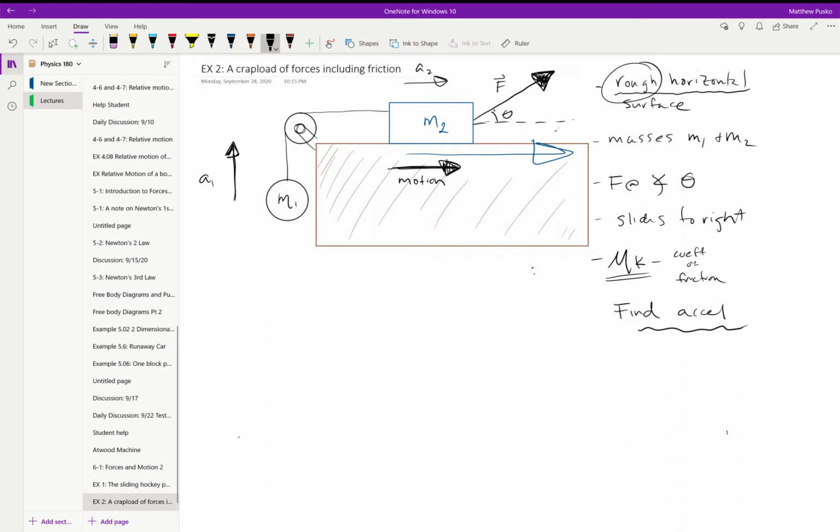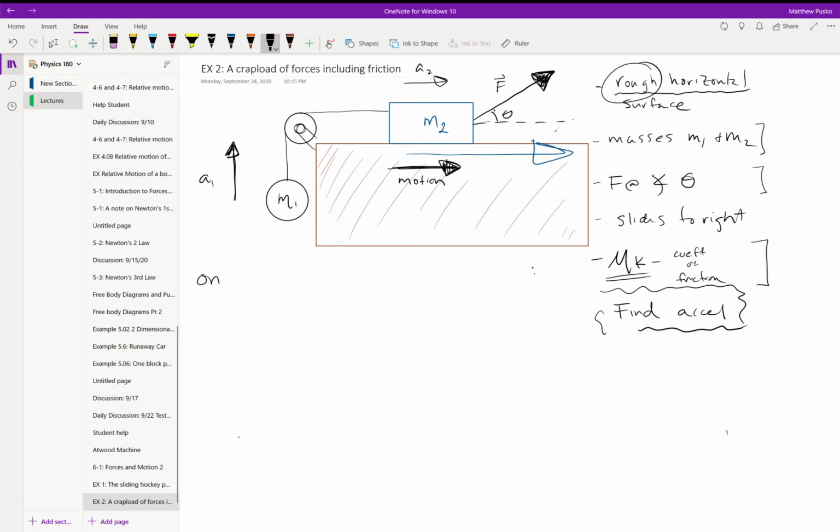We're given that the masses are M1 and M2. We are given a force, the magnitude is F, and it's at some angle theta. It's going to move to the right and has coefficient of friction mu. They want us to find the acceleration. Typically concerned with accelerations. Okay, well, let's start by doing free body diagrams.